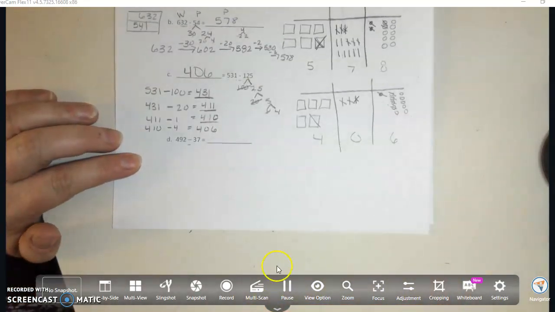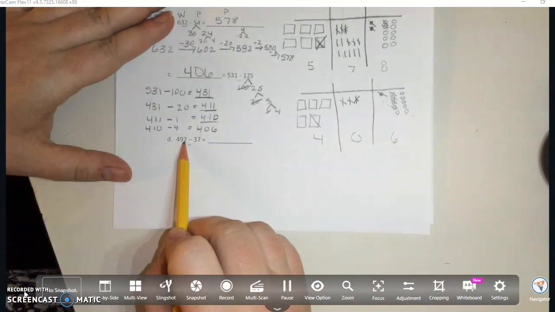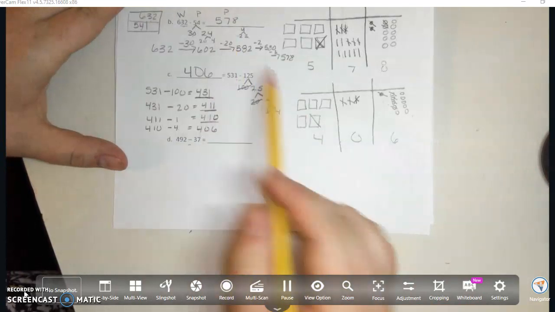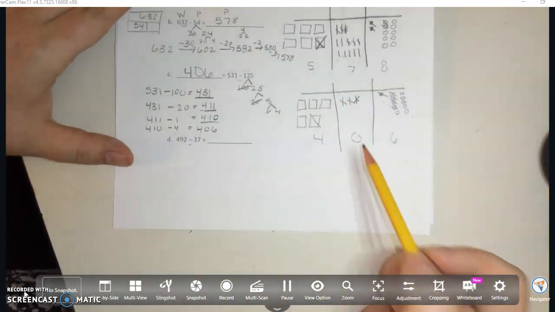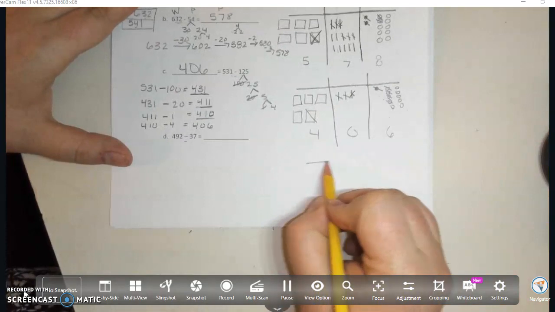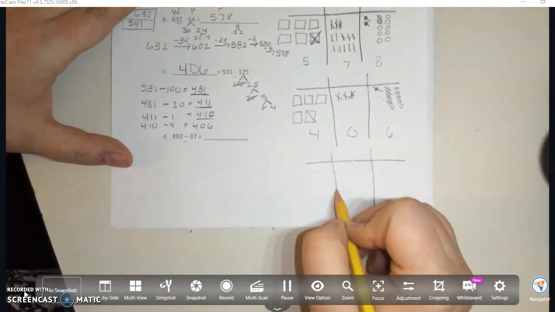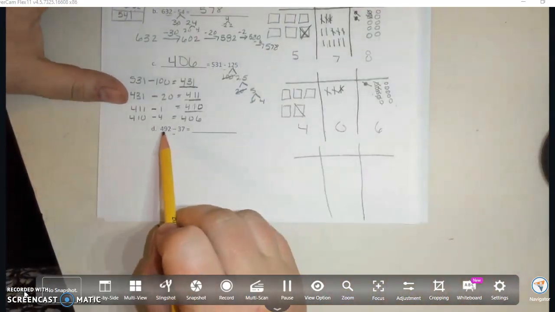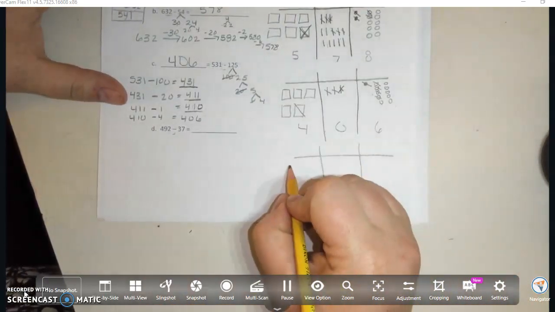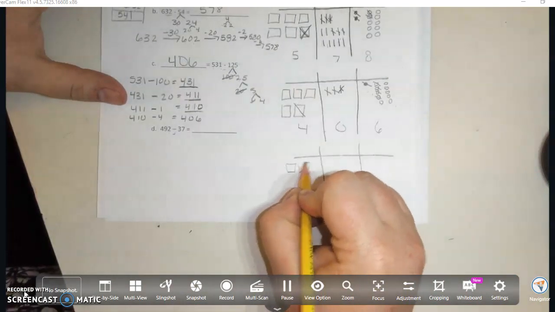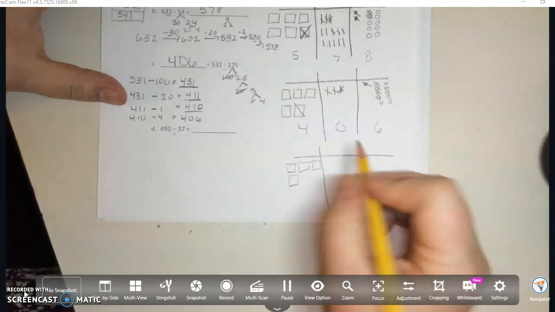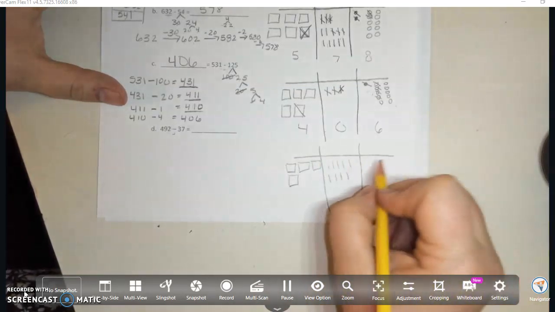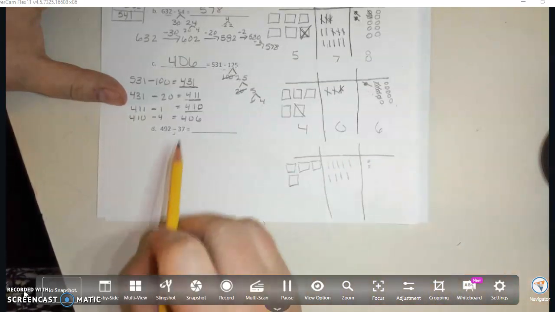My last problem here, so I have 492 minus 37. I'm going to use the, let's see, I did the arrow way, I did this. I'm going to go ahead and use place value to start. Making sure that everything is nice and big and easy to see. 492 minus 37, I'm going to draw my whole. 1, 2, 3, 4 hundreds. 1, 2, 3, 4, 5, 6, 7, 8, 9, 10, and 2 ones.